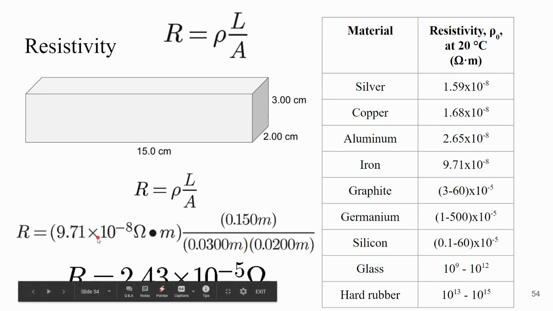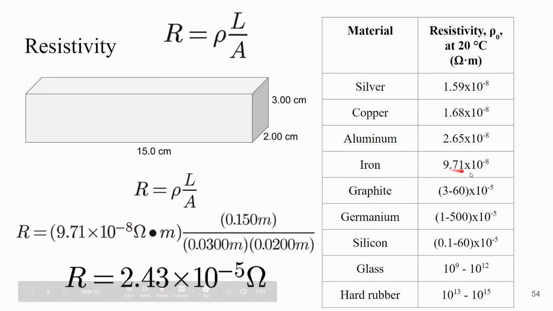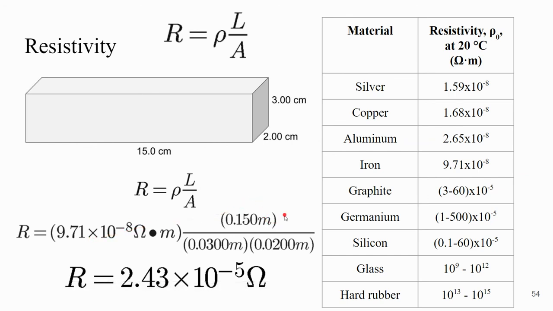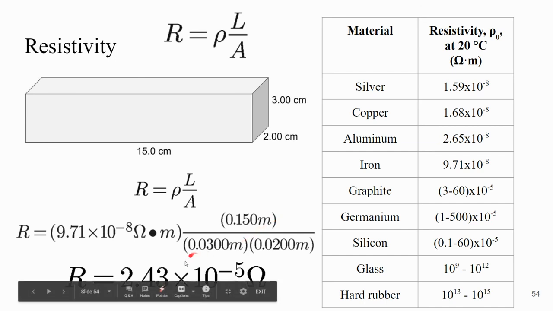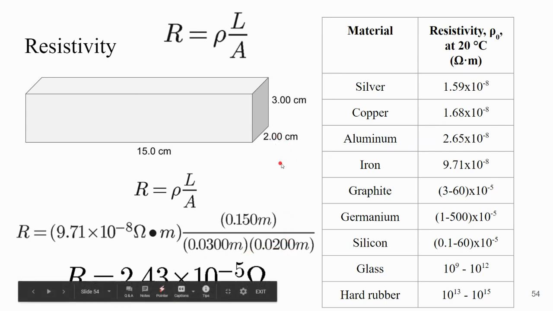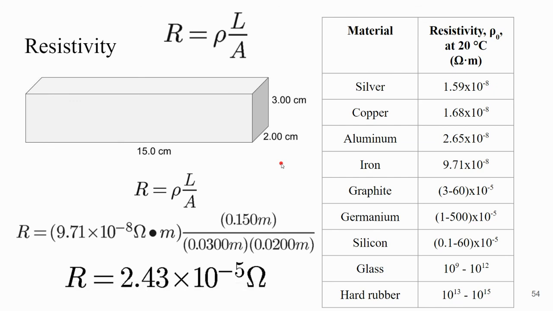First of all, I said it was iron, so look to your table, find rho, the resistivity of iron, plug that in here. The length, I gave it in centimeters. It's got to be in meters for this formula to work, so do your metric conversion. And the area, well, it's a rectangle, so length times width, and that's your area. And you end up with a resistance of 2.43 times 10 to the minus 5th ohms. So a pretty small resistance, but that makes sense. This is iron. Iron is a conductor, so it's going to let charge flow fairly easily.